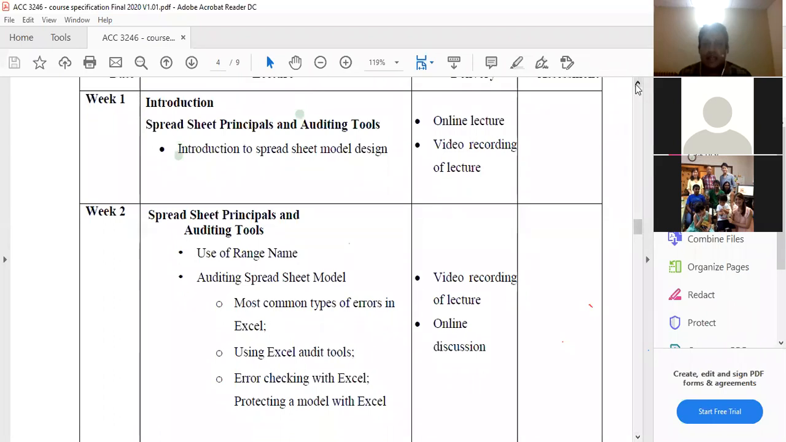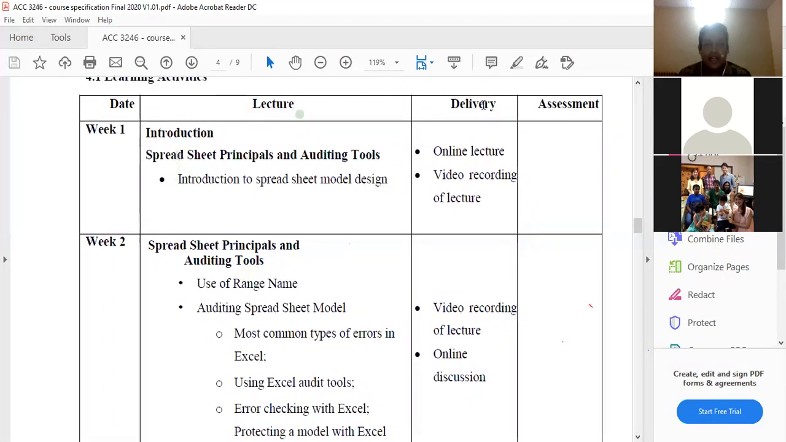Before I come to that, let me mention the delivery. Today we are having the online lecture, a live session. After today's session, we'll be uploading the video recording of the lecture as well, so those who could not participate can benefit from it. The video recording would be uploaded immediately. As far as the introduction is concerned, there are no assessments as well.